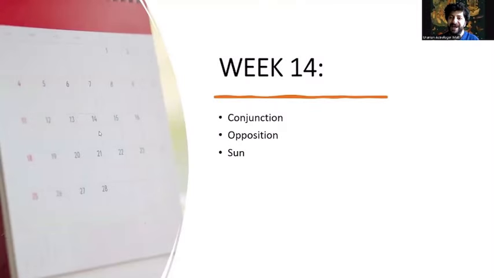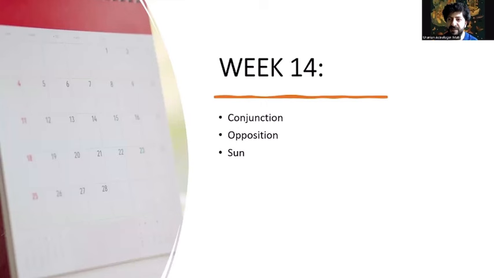Okay, so now we are getting into it, diving into it, and you are becoming intermediate as you learn the aspects. So from now on, in this class, I will teach conjunction, opposition, and the sun, and then we will take a look at the aspects of the sun, conjunctions and oppositions mostly. And in the next class, we will learn moon and square, trine, and sextile.